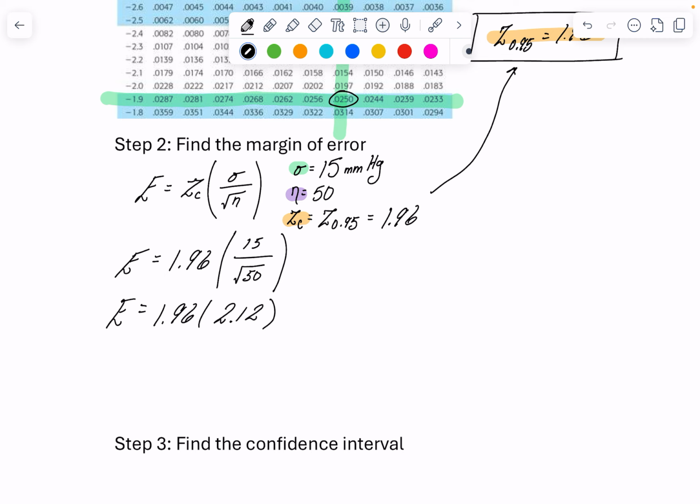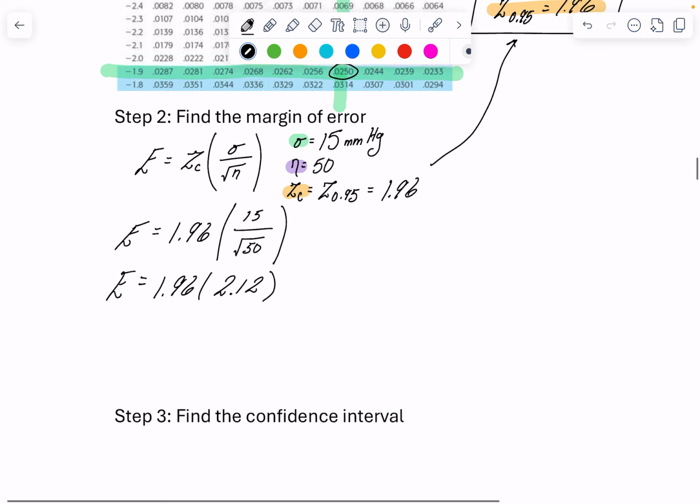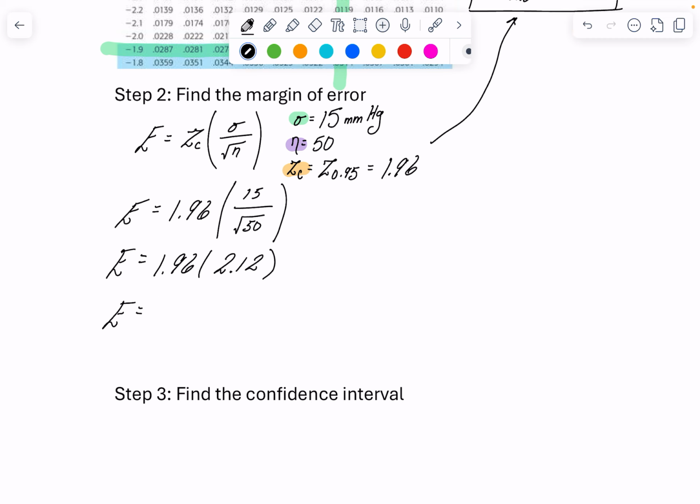Multiply those two values together, and we are left with a margin of error of 4.158. I'm going to go to the thousandths here. You should be okay with the nearest hundredths. Follow whatever the question asks you for your homework. And that is our margin of error.